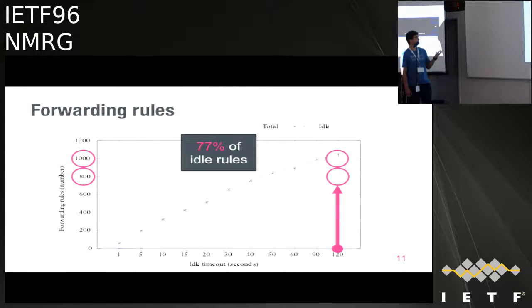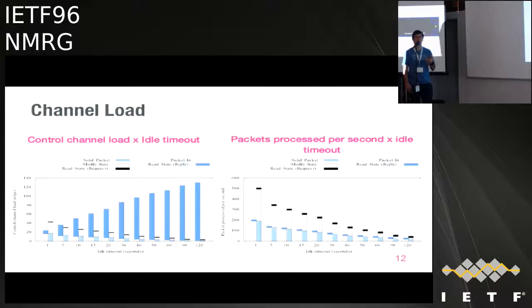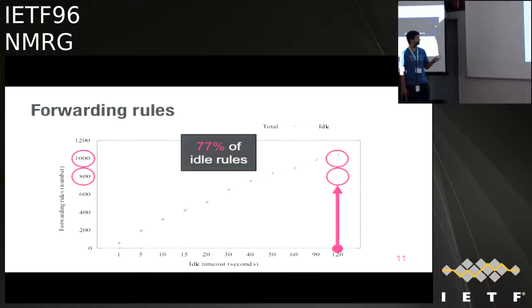The reason for this amount of idle rules is that most users do a web request, and then it's a short-lived request, and then the rule remains idle for more time.